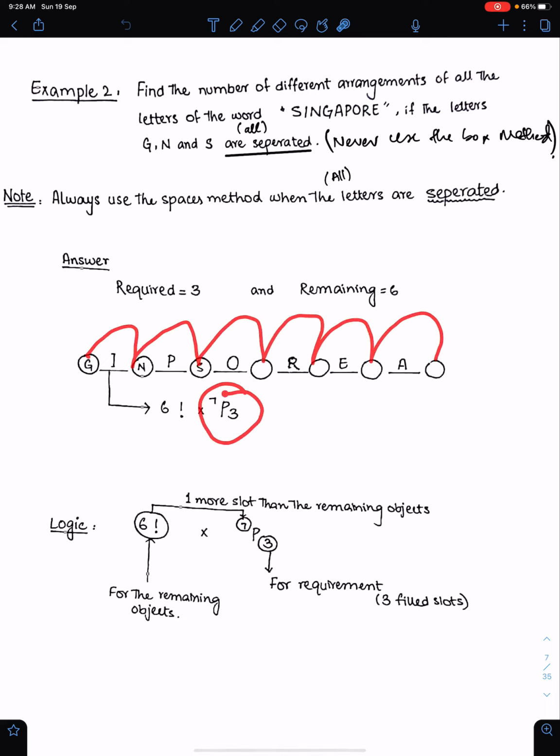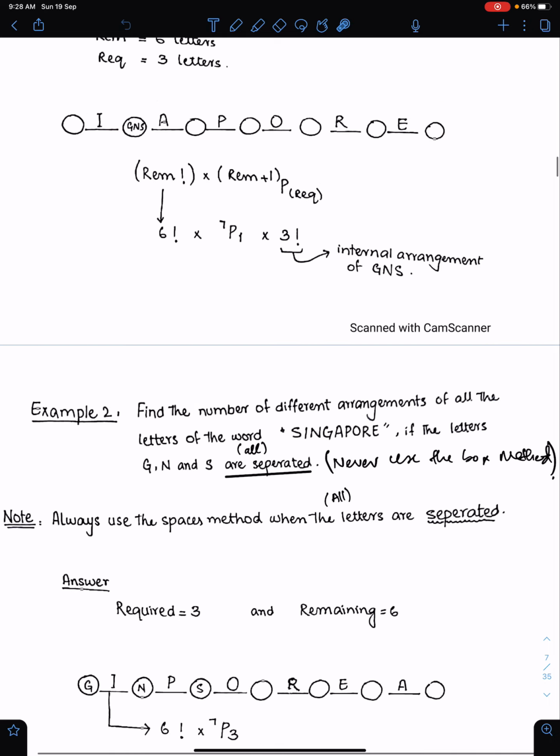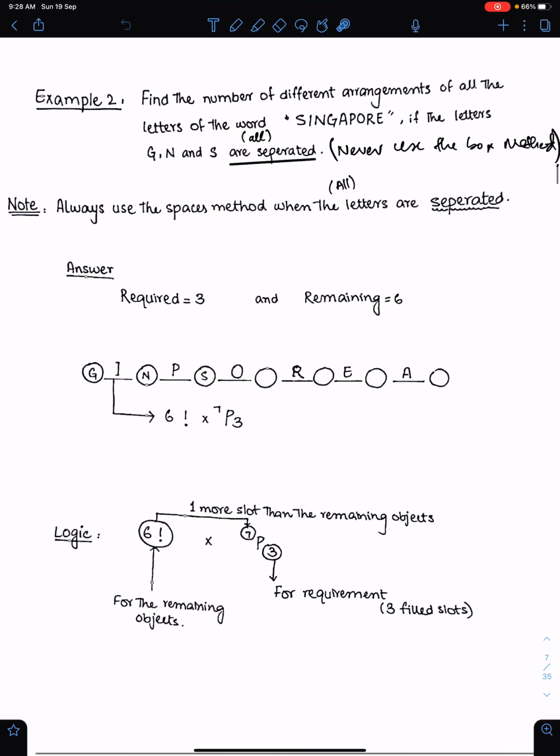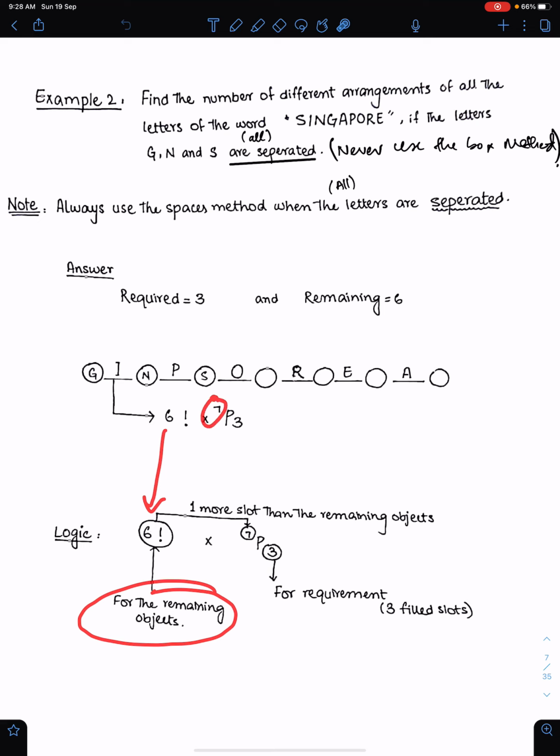So 7P3. And since we just have one single letter in each of these 3 slots, we don't need to arrange them. We don't need to write 3 factorial or 1 factorial as we did here. We did this here because in one slot we had 3 letters, so we had to arrange all those 3 letters. Here we just have single letters in all 3 slots, so we don't need to arrange them. It's perfectly fine. So 6 factorial is for remaining objects. Slots are always one more than the remaining objects, so 7, and P3 because we have to fill any 3 slots.